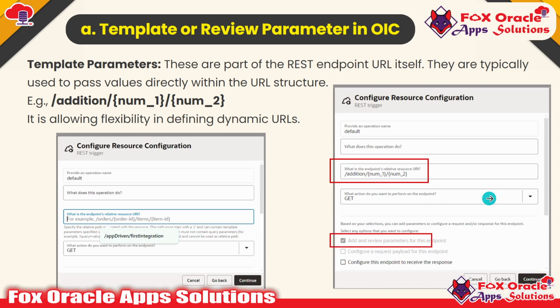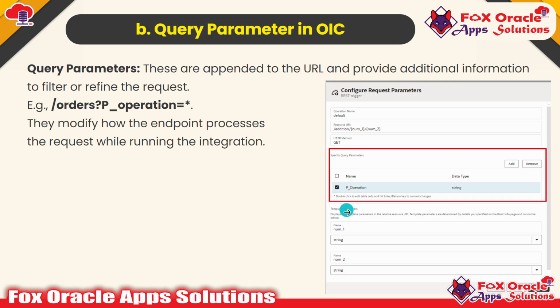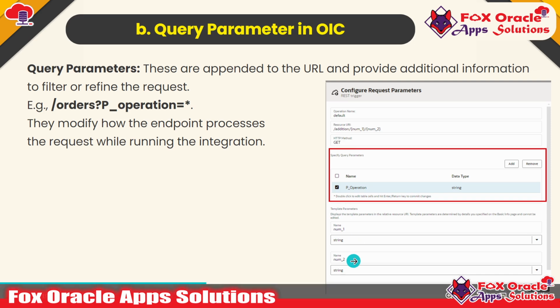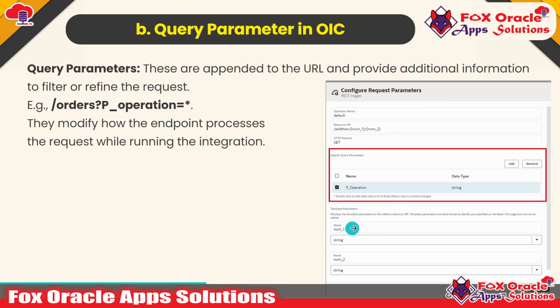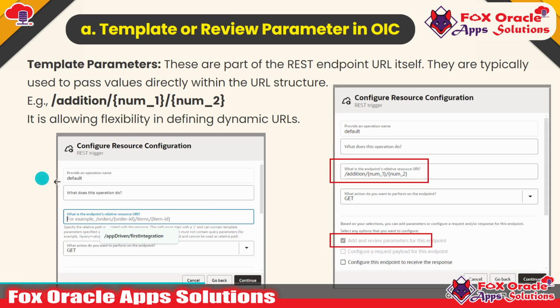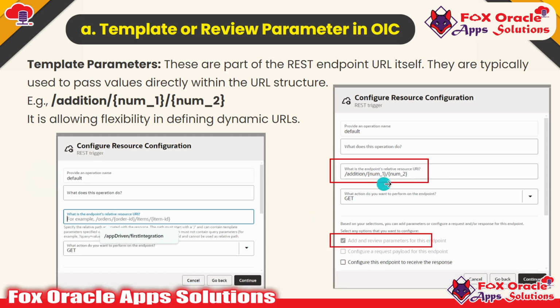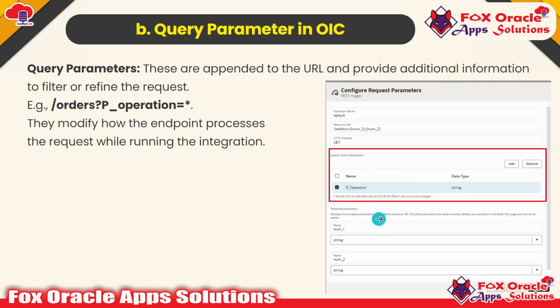In the next step, once you go, you will be able to see these two parameters here. Also, on the configure request parameters page, you will get the option to add new parameters. When we are talking about adding a new parameter, this will be query parameters. You can see "specify query parameters on the configure and request parameters page". And these two parameters, num_1 and num_2, are available here as template parameters, which we gave by adding them in the URL. So this is the difference between template parameters and query parameters.